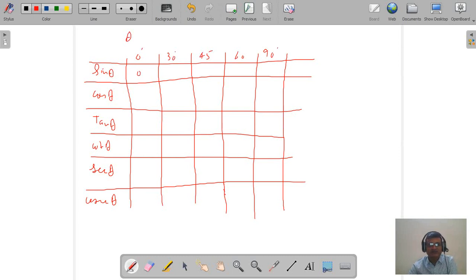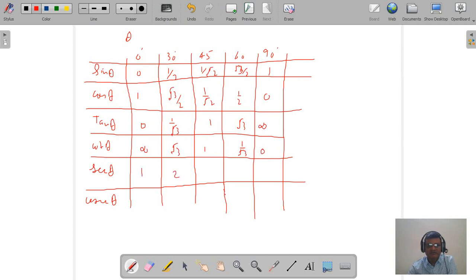So sine 0 is 0, sine 30 is 1 by 2, sine 45 is 1 by root 2, sine 60 is root 3 by 2, and this is 1. For cos, this is 1, root 3 by 2, 1 by root 2, 1 by 2, and 0. Then tan: 0, tan 30 is 1 upon root 3, 1, root 3, and infinite. For cot: infinite, root 3, 1, 1 by root 3, and 0.